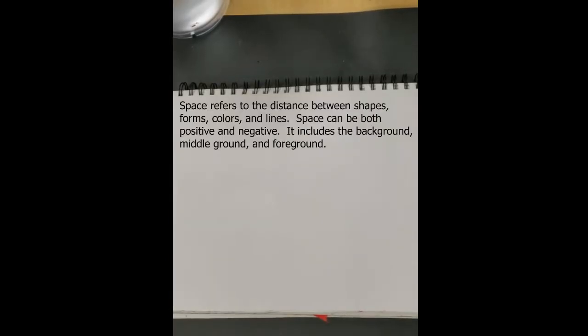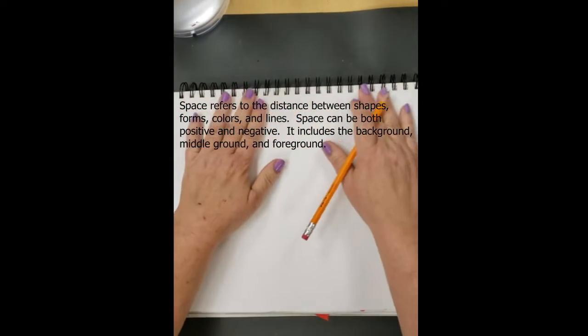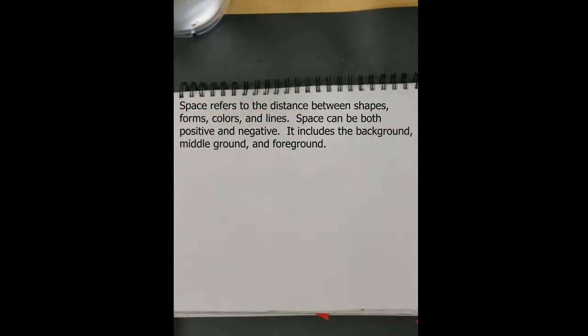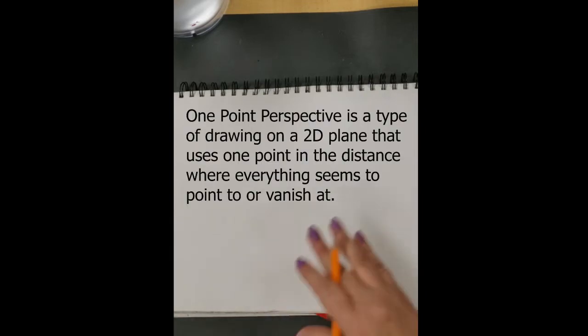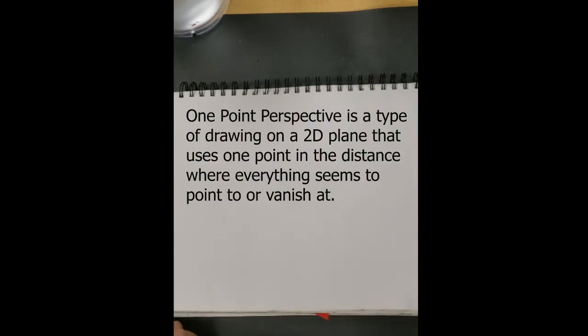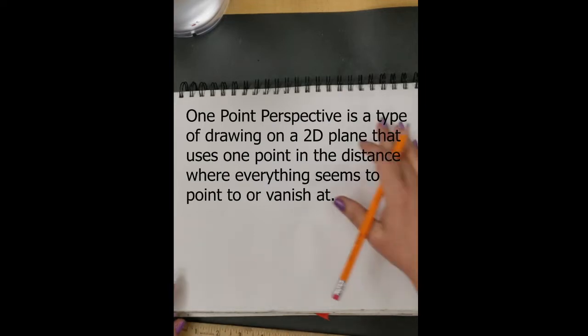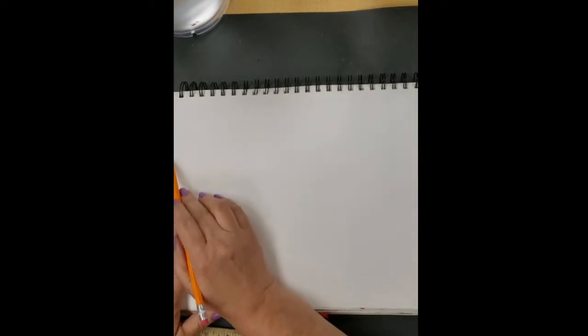Okay, today we're going to be talking about the element of art, space, and here we're going to try to create the illusion of space or depth on a flat surface by using a one-point perspective. What we're going to do first is decide on our page where we want a horizon line. A horizon line is simply where the earth meets the sky.